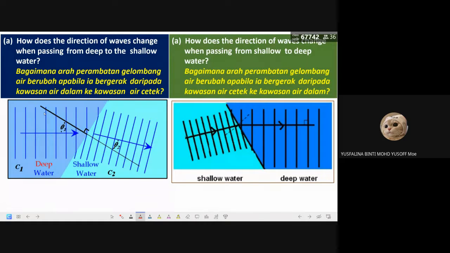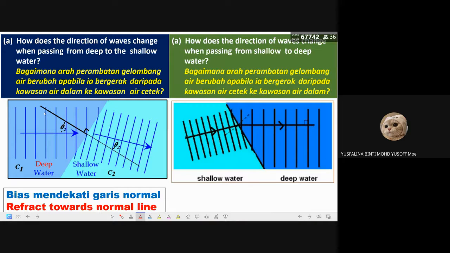So this is the drawing for the deep water and also the shallow water. You can see there is a change of the direction of propagation, so later you have to draw it. Here it says refracted towards the normal. This is the direction of the propagation, this is the 90 degrees, and this is the normal line. So it moves towards the normal.